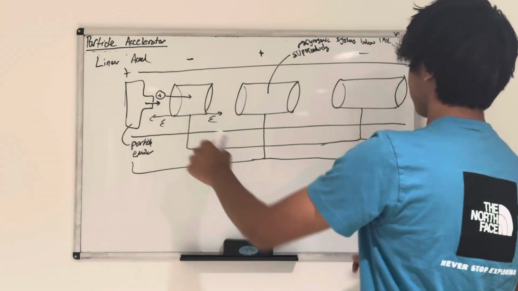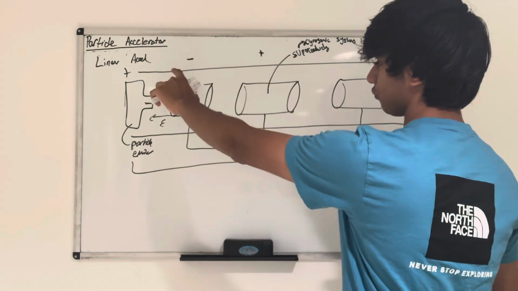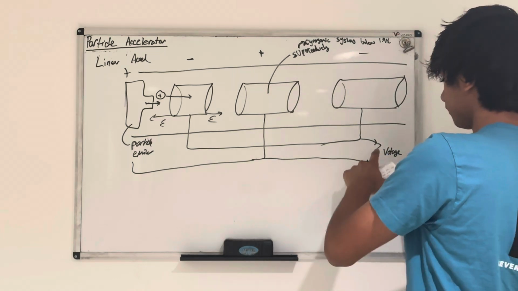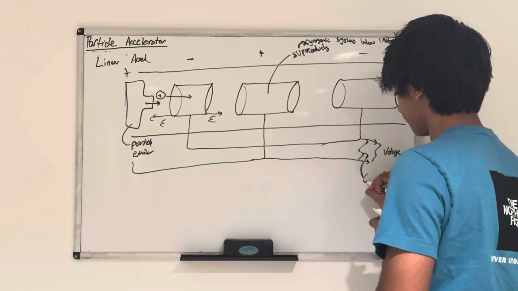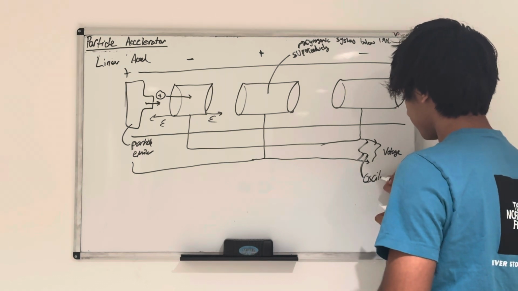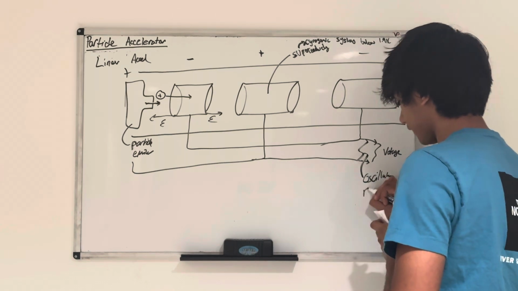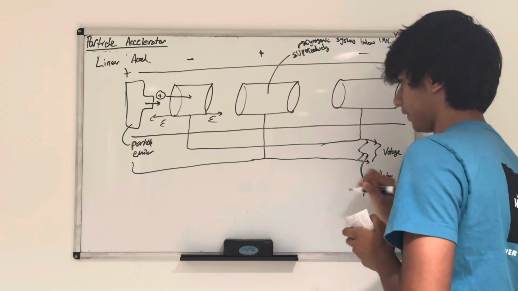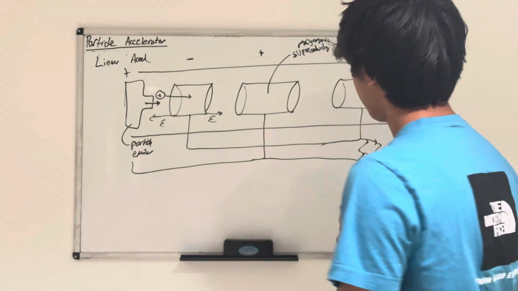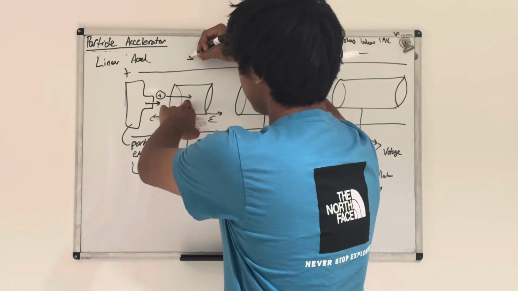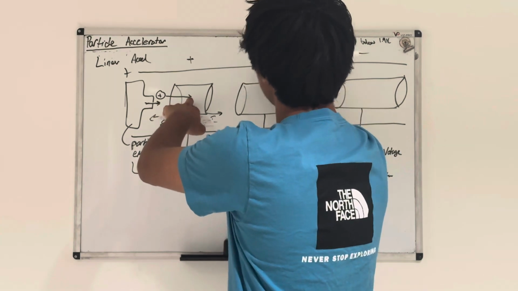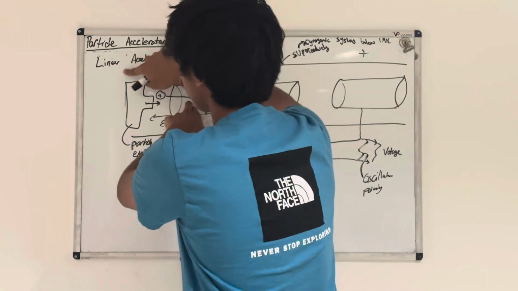And then what happens is the currents change. So connected to this voltage, we have an oscillator. And what this oscillator does is it changes the polarity of the voltage. So it just basically switches the direction. And so when it switches, imagine the particle's in the middle, this switches to positive, this switches to negative, positive, negative.